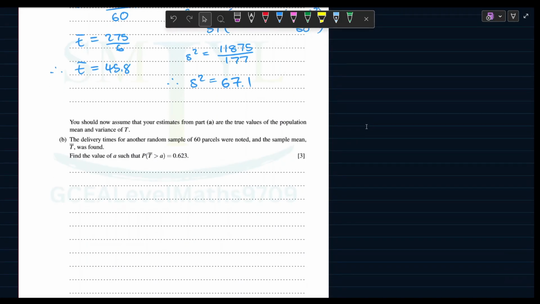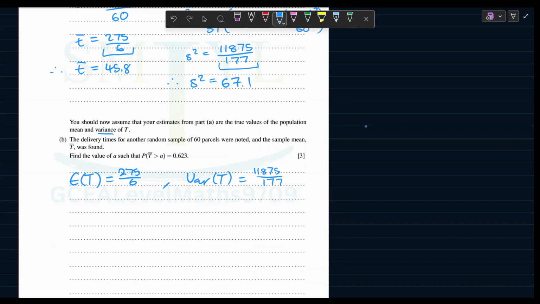Now we're told that you should now assume that your estimates from part A are the true values of the population mean and variance of t. So what that means is that the expectation of t is going to be our unbiased estimate for mean. I'll use the exact value there, 275 over 6. And then our population variance for t, so var of t, is now going to be our unbiased estimate, 11,875 over 177.